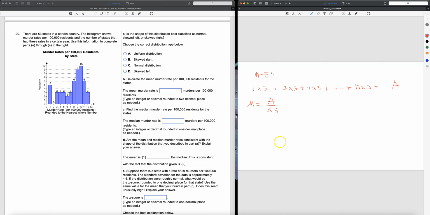Okay, that's what I tried to say before. So this is the length of the sample. This is the length of the sample that was taken. And this here is the mean.